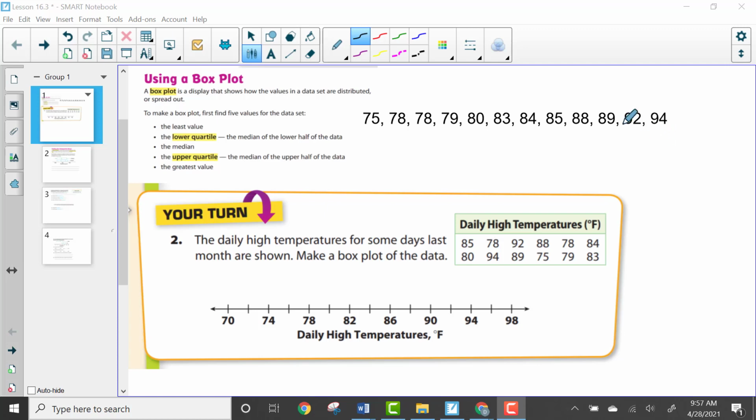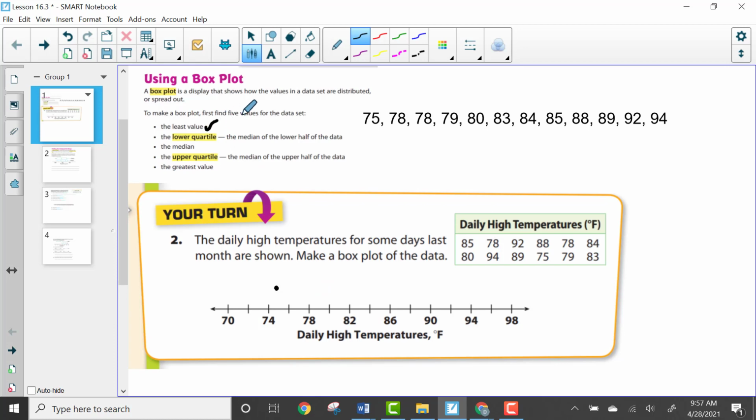Now that we've done that, we're going to start making a box plot. Remember there are 5 different values that are part of a box plot. The first thing is the least value. Very simple. The least value is 75. I can see that these are intervals of 2, so I'm going to make my first dot right here for 75. Not too difficult there.